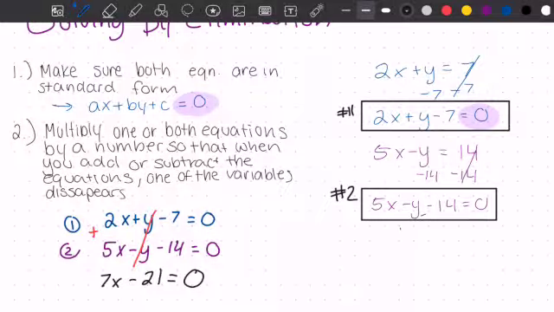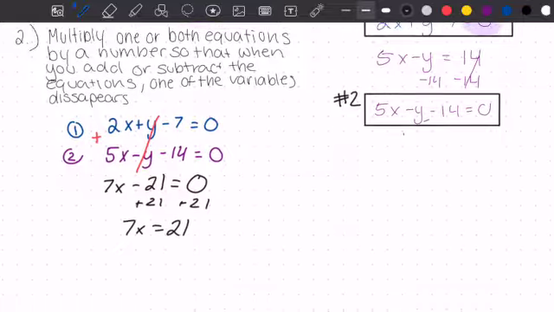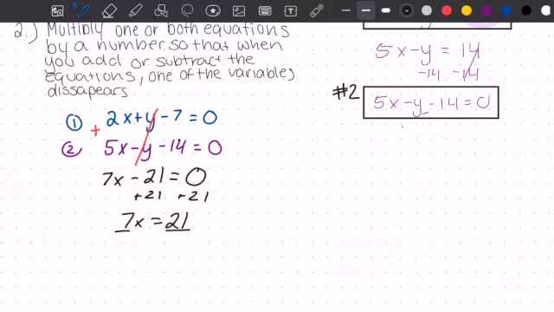Okay? Solving for elimination, the goal is to get rid of one of your variables so that you can then solve for the remaining variable. So in this case, now I can add 21 to both sides. So then I have 7x equals 21. And then I can divide both sides by 7. And I get x equals 3.